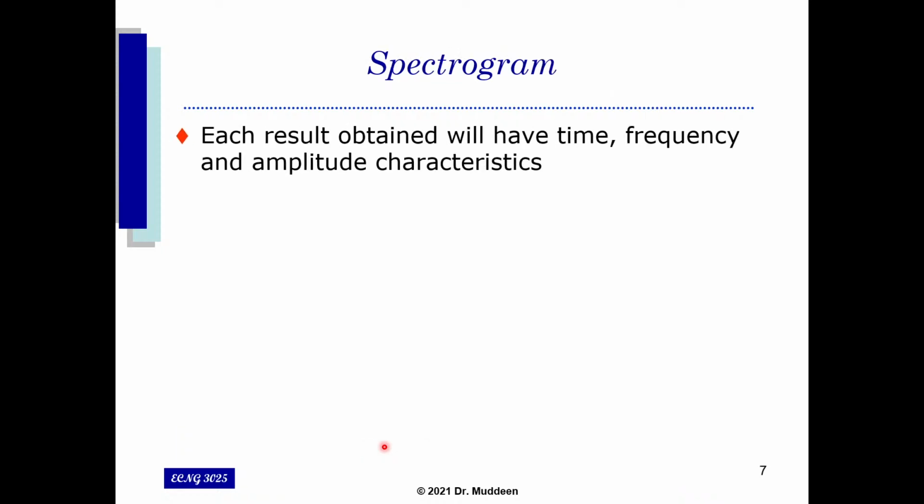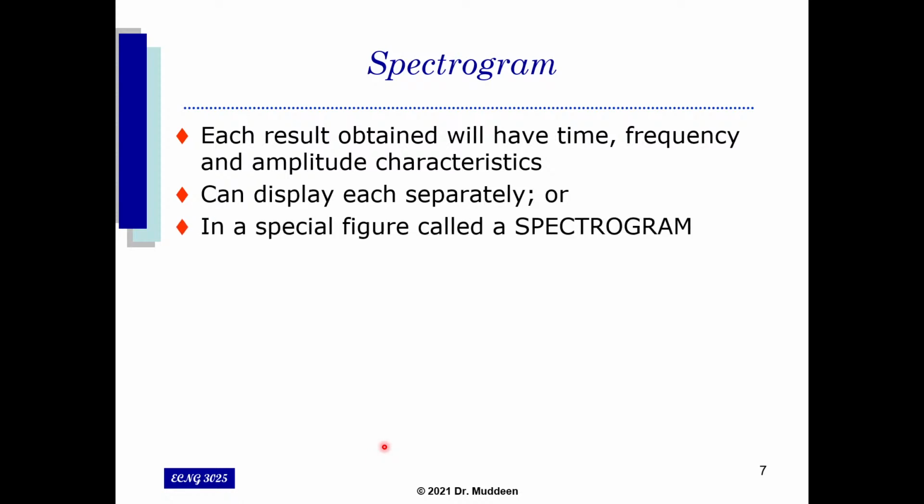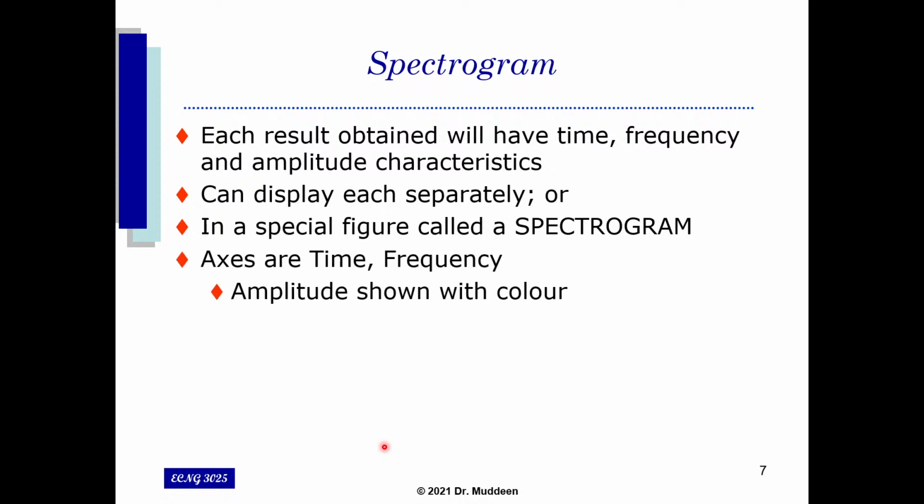For each result obtained using the STFT, you will get three characteristics, which are going to be time, frequency, and amplitude. And it's possible to display each separately or combine all three of these characteristics into a spectrogram, where the axes will be time and frequency, but the amplitudes vary with the color intensity or the different colors in particular.